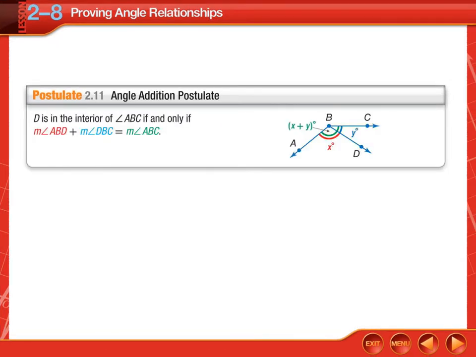We also have the angle addition postulate. If D is in the interior of angle ABC, then the measure of angle ABD plus the measure of angle DBC equals the measure of the angle ABC. So basically we have the measurement of two small angles that are adjacent, add them together, and it equals the measurement of the bigger angle.